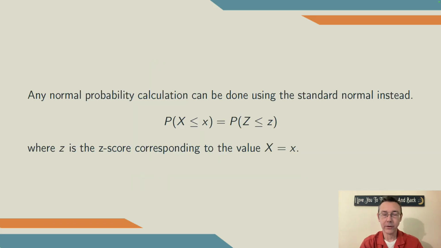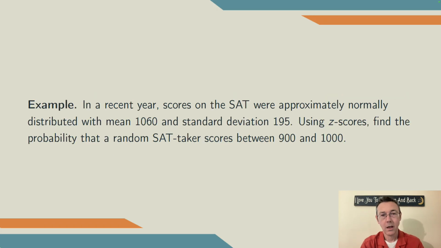Any normal probability calculation can be done using the standard normal distribution instead. If x has a normal distribution, then the probability that x is less than or equal to some specified x value is equal to the probability that z is less than or equal to the corresponding z-score. So basically just translate your x values to z-scores and then do your probability calculation there. For instance, in a recent year, scores on the SAT were approximately normally distributed with mean 1060 and standard deviation 195. Using z-scores, find the probability that a random SAT taker scores between 900 and 1000.